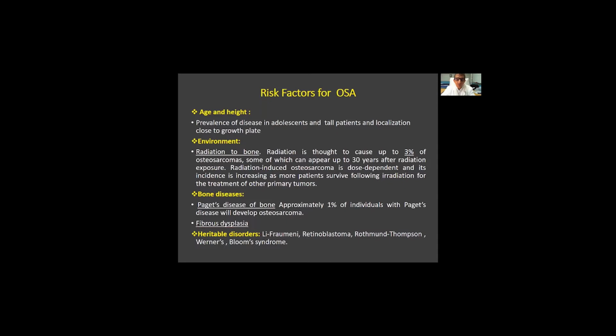Paget disease of bone and fibrous dysplasia are bone diseases that can lead to osteosarcoma in less than 1% of patients. Certain hereditary family disorders like Li-Fraumeni, retinoblastoma, and Rothmund-Thomson, as well as others, have high prevalence of osteosarcoma among their patients.